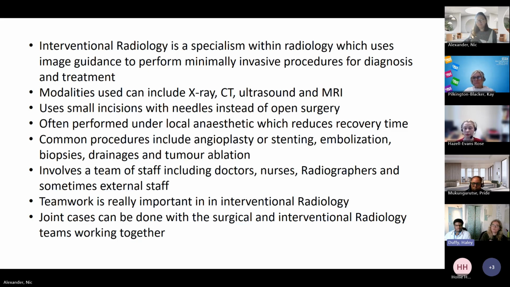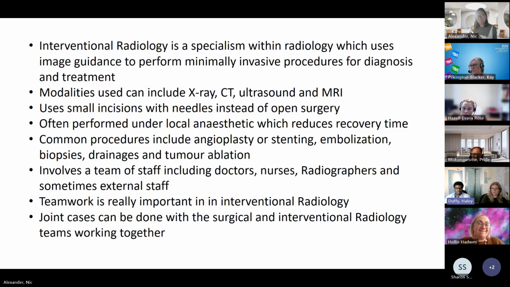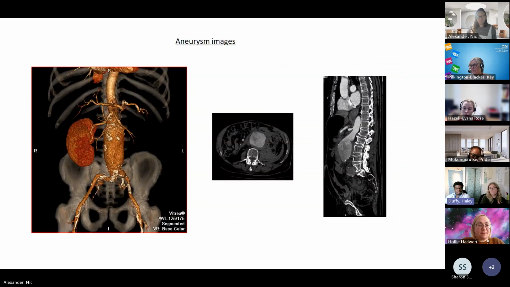And when you've got a team that works so well together, you can almost do the job without even talking. So I feel that I sometimes know what the radiologist wants before they know, and it's that I really, really love. And we also have joint cases, which are done with the surgical team and the interventional radiology team working together. So the next thing I'm going to explain is a procedure that we do, and this is a joint procedure with the vascular team.